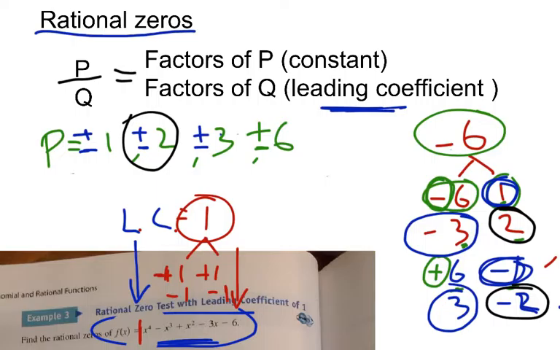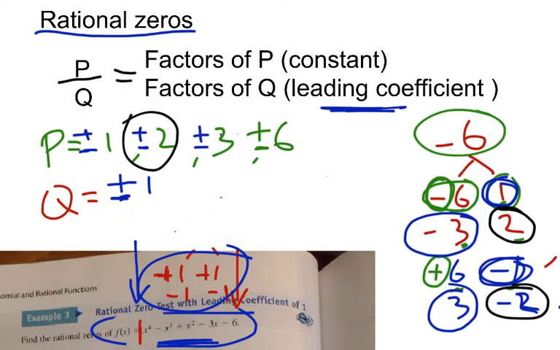So let's erase a little bit over here, and let's put Q. I'm going to find the factors of Q. As we can see here, I can have +1 or -1. Again, factors of P: plus or minus 1, plus or minus 2, plus or minus 3, plus or minus 6. Factors of Q: plus or minus 1. I hope this is clear.